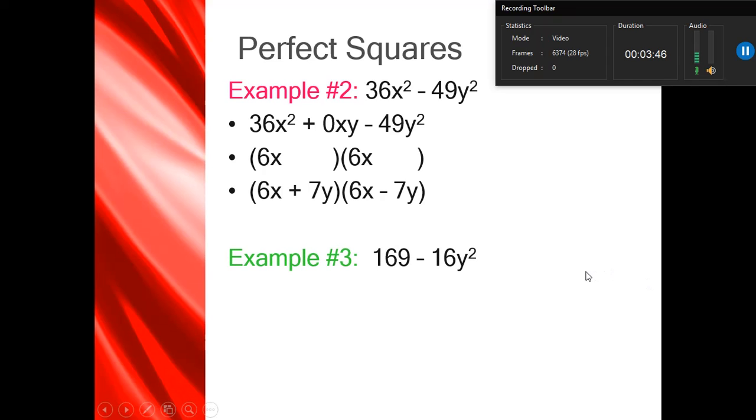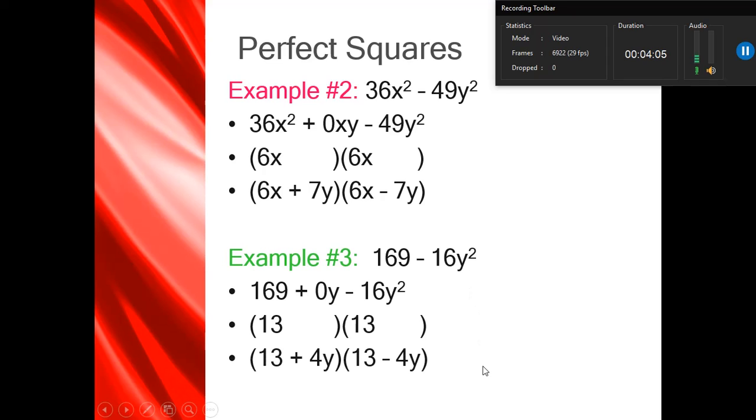In example 3, we'll do the same thing. If you want to include the middle term, you can do that. But I notice 169 is a perfect square, so that will be 13. So that will be present in both factors. And then 16 and y squared are both perfect. So one will be plus 4y and one will be minus 4y.